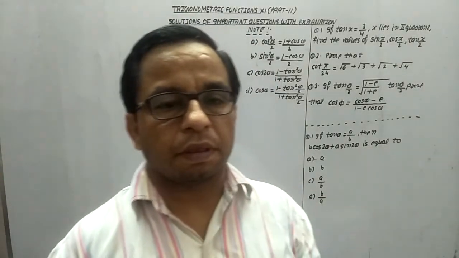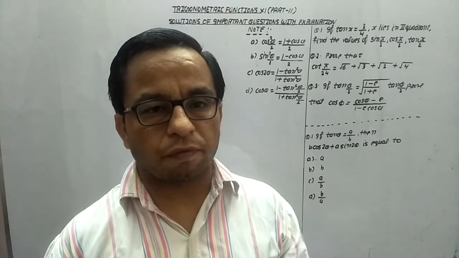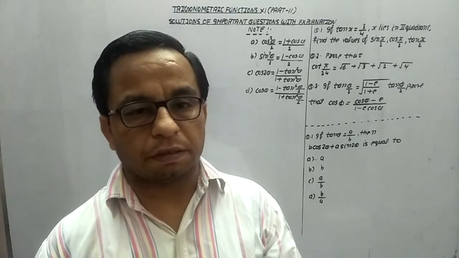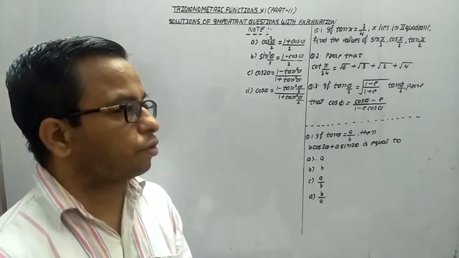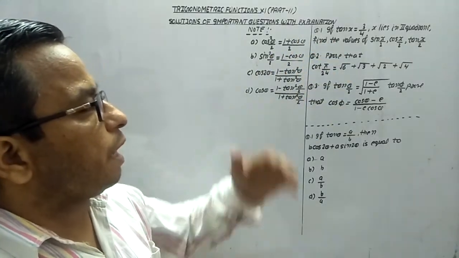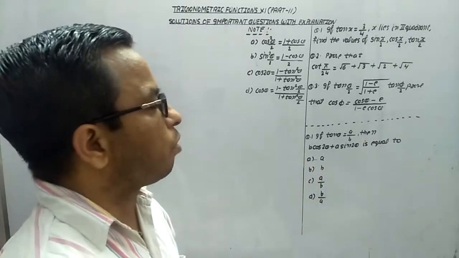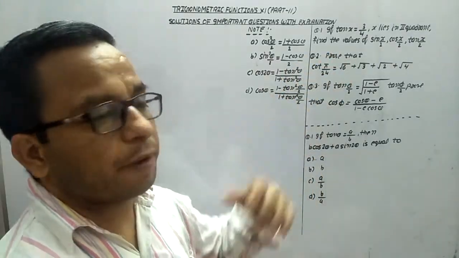Hello everyone. In this part 11 of trigonometric functions, we will do the solutions of the questions with explanations. So let's start with the solution of question number 1. If tan x is equal to 3 by 4, x lies in second quadrant, find the values of sin x by 2, cos x by 2, tan x by 2.